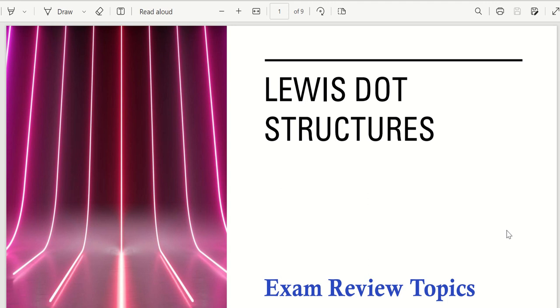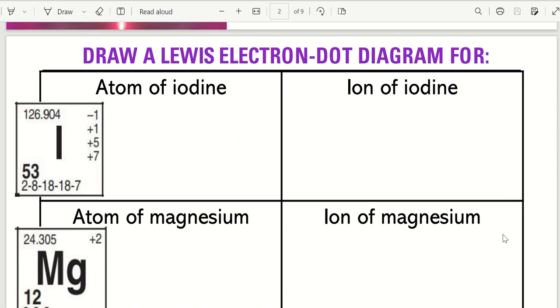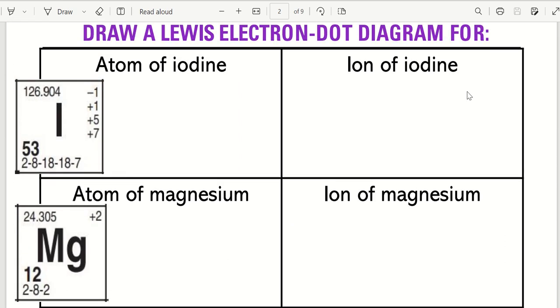All right, our next topic, Lewis dot structures. There are some stuff that you definitely need to know, so let's go over it. So here we're drawing Lewis electron dot diagrams. It can be asked with or without the word Lewis, and instead of diagram, it could say structure, but it's going to say something about electron dots, and then a structure or a diagram.